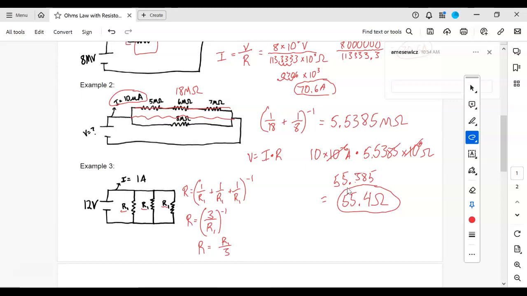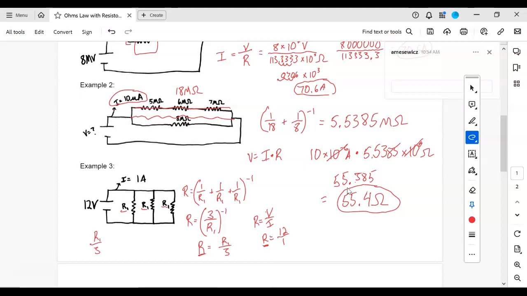Now, how are we going to find what R1 is? Because all we know is that the total resistance is equal to R1 divided by 3. Well, we also know that resistance is equal to voltage divided by current. So in this situation here, we have 12 volts and 1 amp, so our resistance is equal to 12 over 1. Resistance is also equal to R1 over 3. So if we're trying to find what R1 is, we just set these things equal to each other because they're both equal to R. Just 2 different ways of writing it.